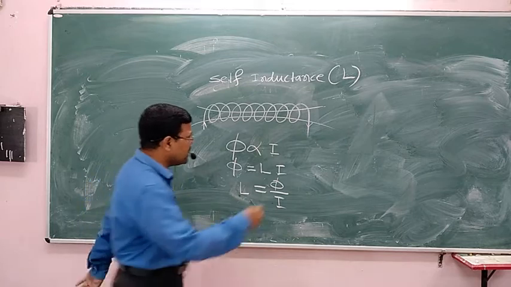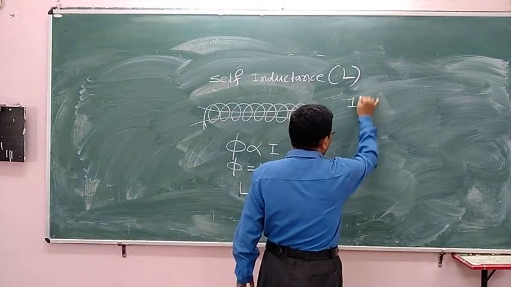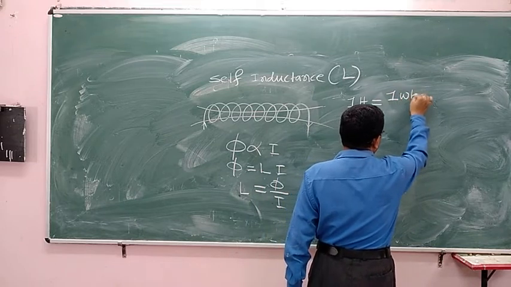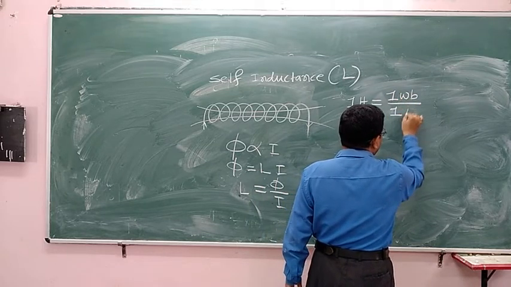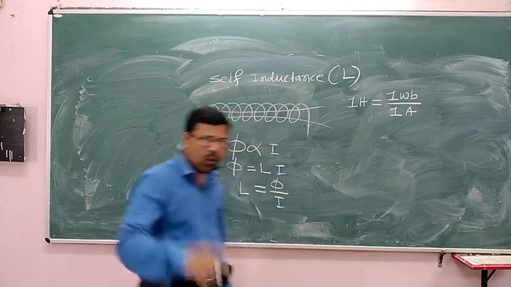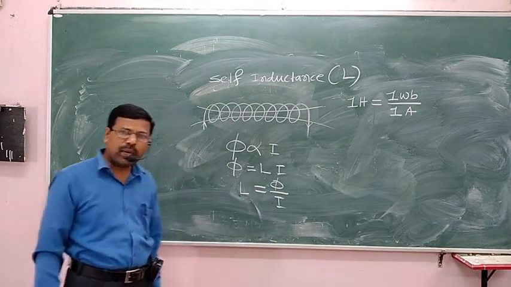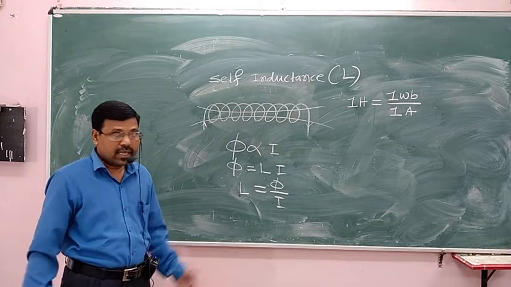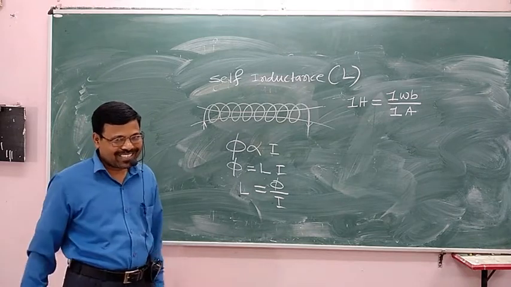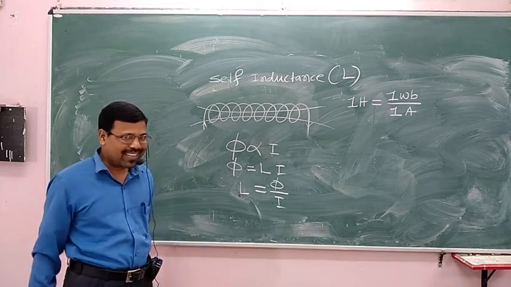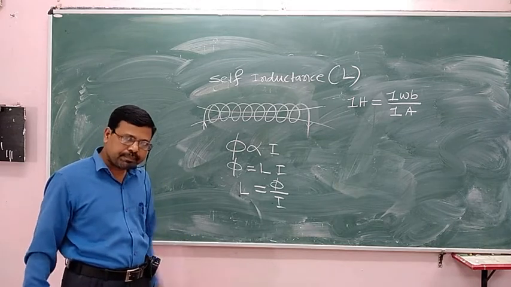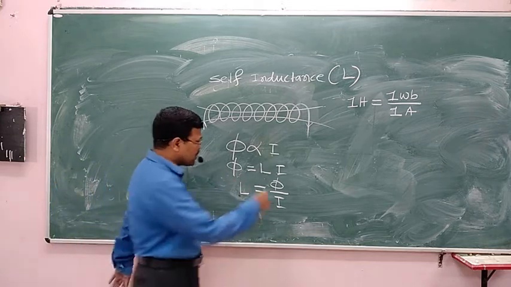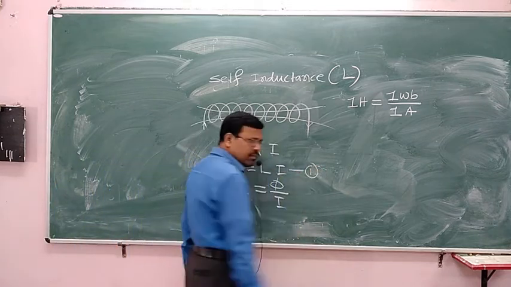So 1 Henry is equal to 1 Weber by 1 ampere. Henry is the SI unit of inductance, self-inductance or mutual inductance. Then, as we know, magnetic flux, this is equation number 1.